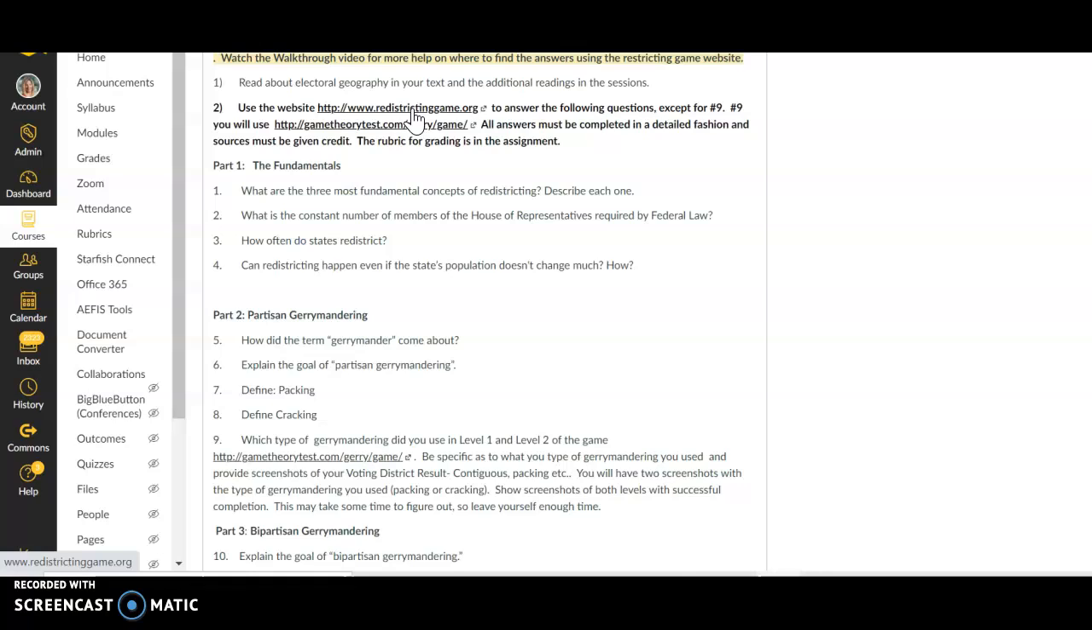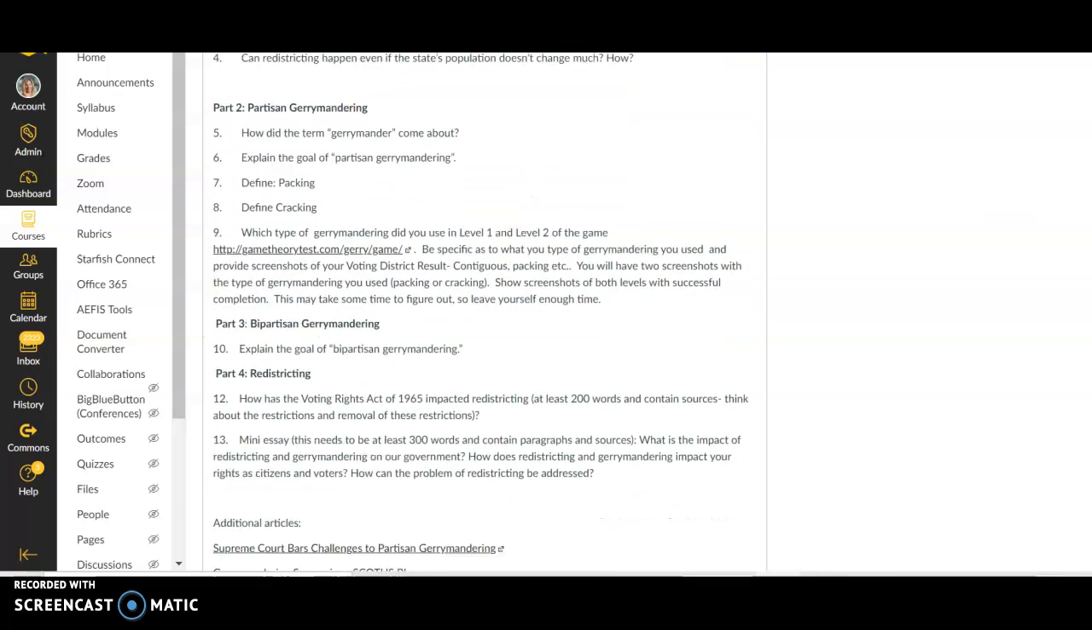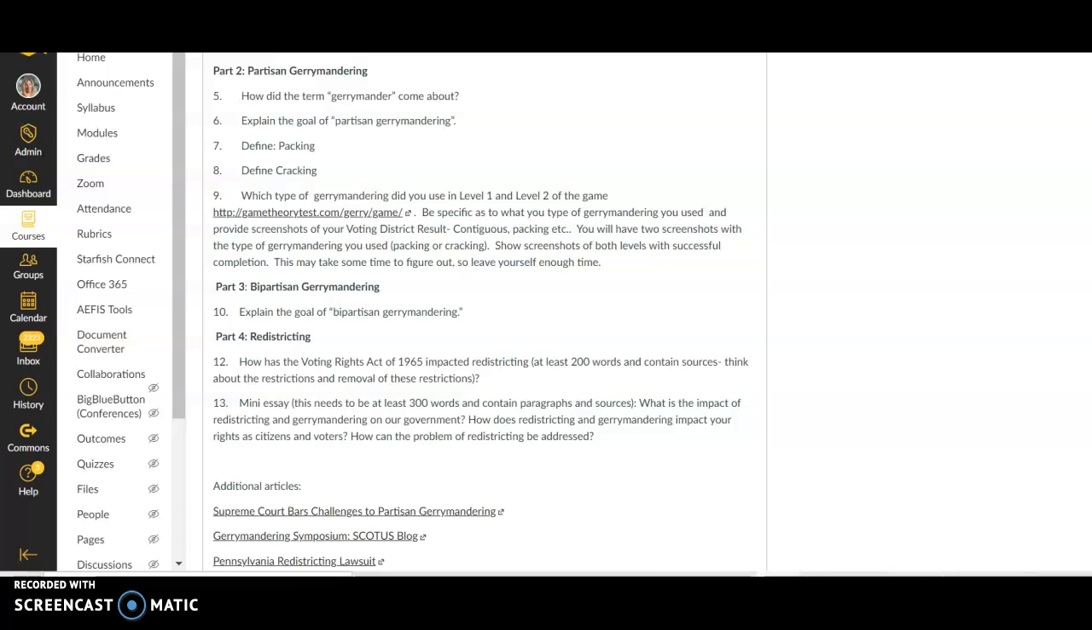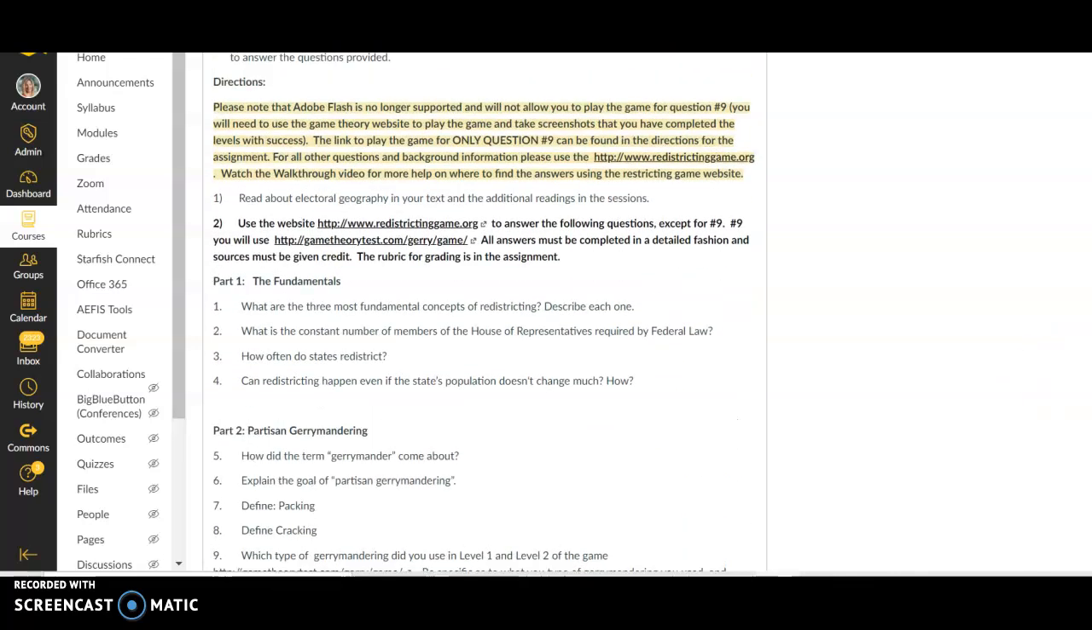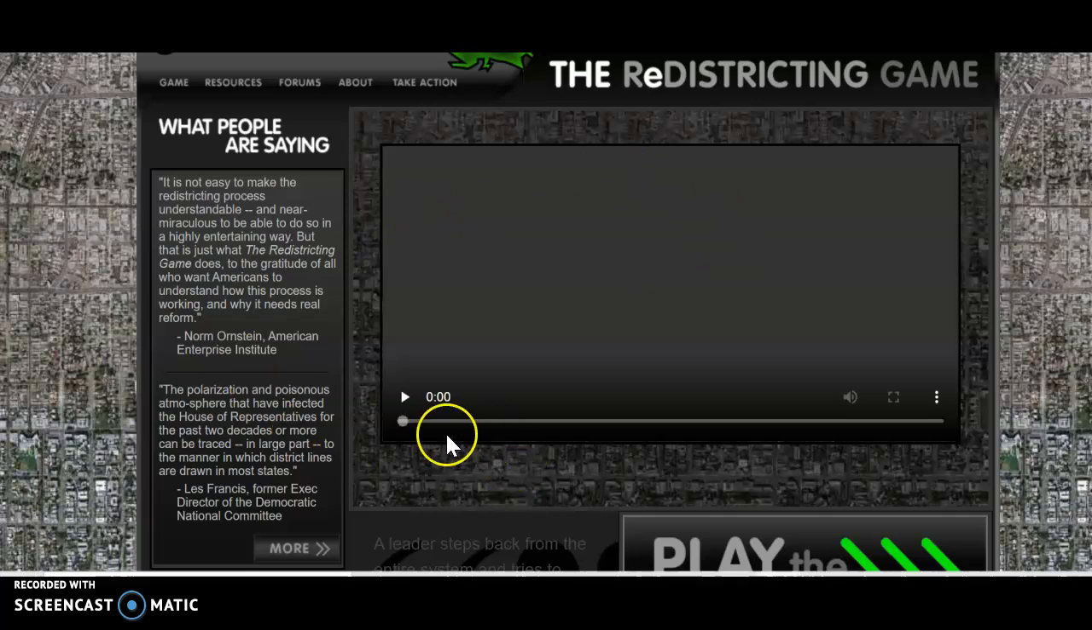So the first website that I'm going to take you to is redistrictinggame.org. If you notice here, the assignment is broken up into different parts. These different parts match the missions in this redistricting game. Okay, and if you look down here, I also give you a little extra reading material too. But I'm going to click on this, and you're going to see the redistricting game pops up.